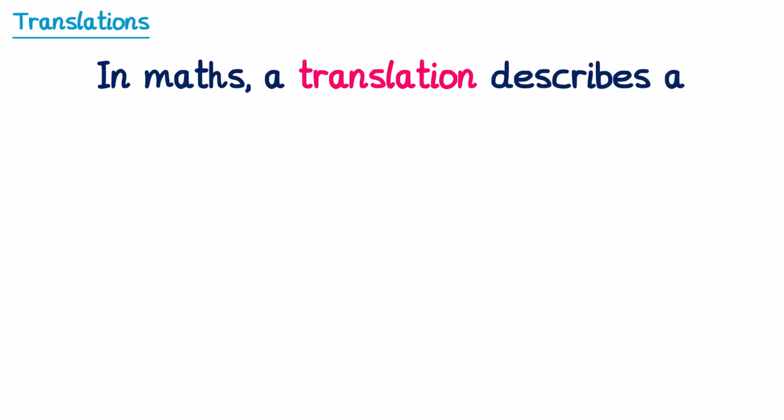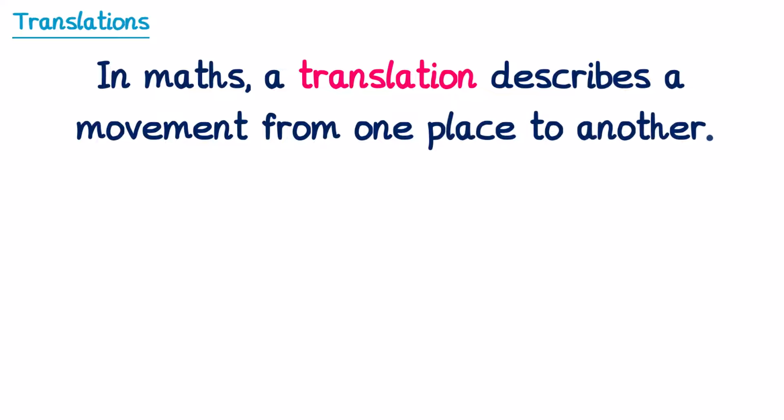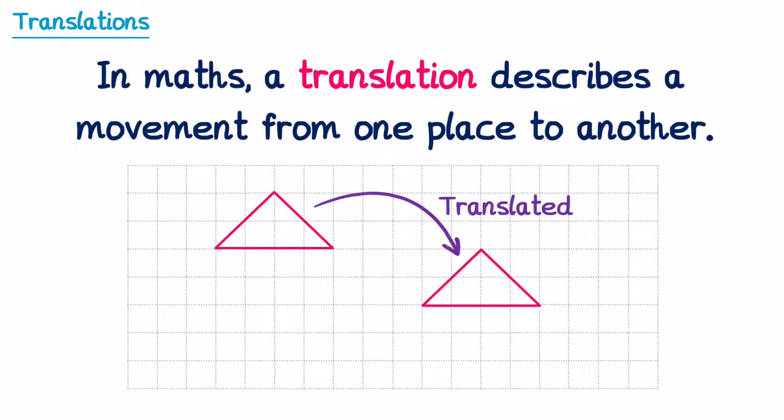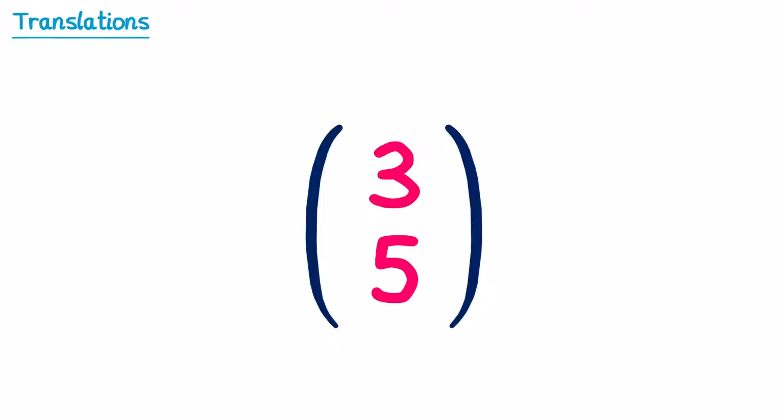In maths, a translation describes a movement from one place to another. For example, if we had this shape here, and we moved it over to here, we could say that this shape has been translated. To help us describe translations, we use vectors, which look like this. The top number of a vector will tell us how far to move left or right, and the bottom number will tell us how far to move up or down.